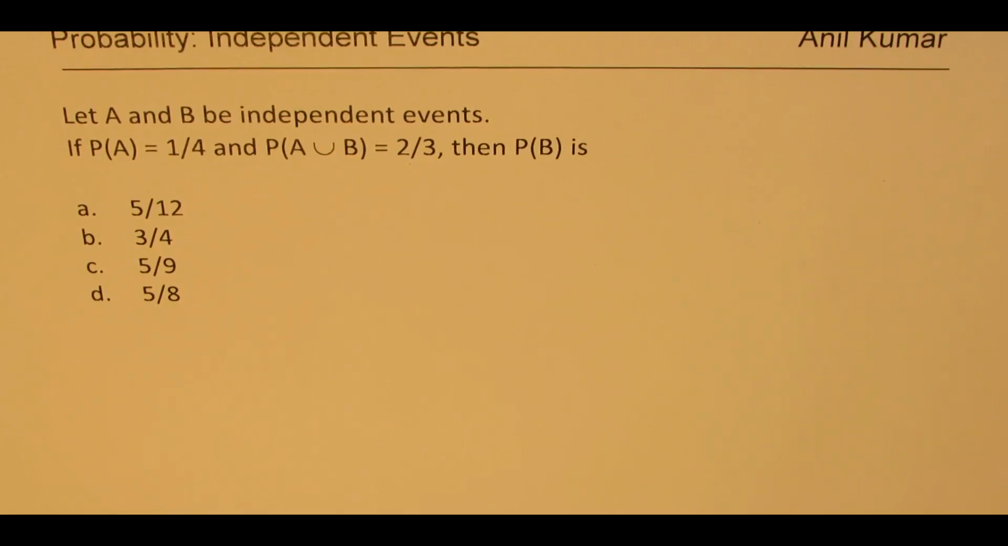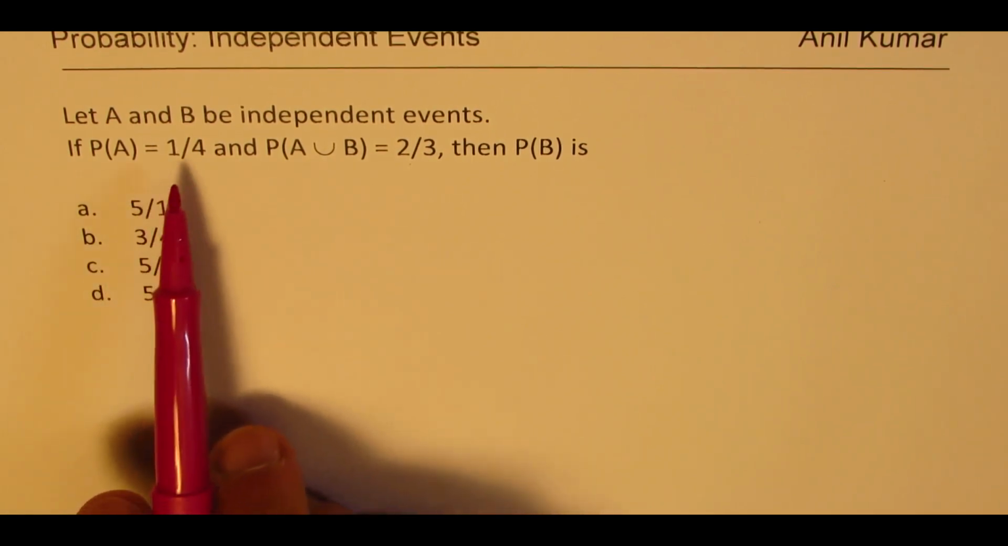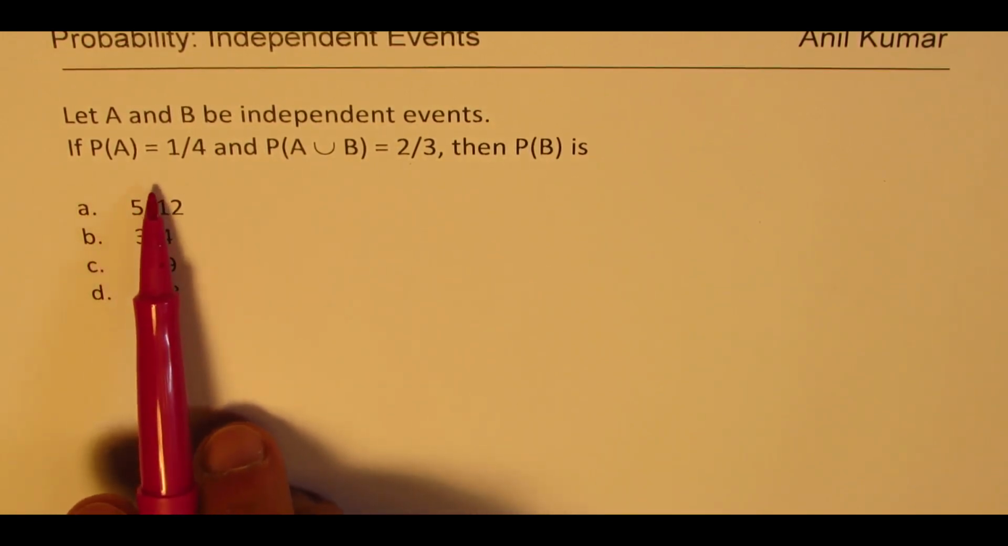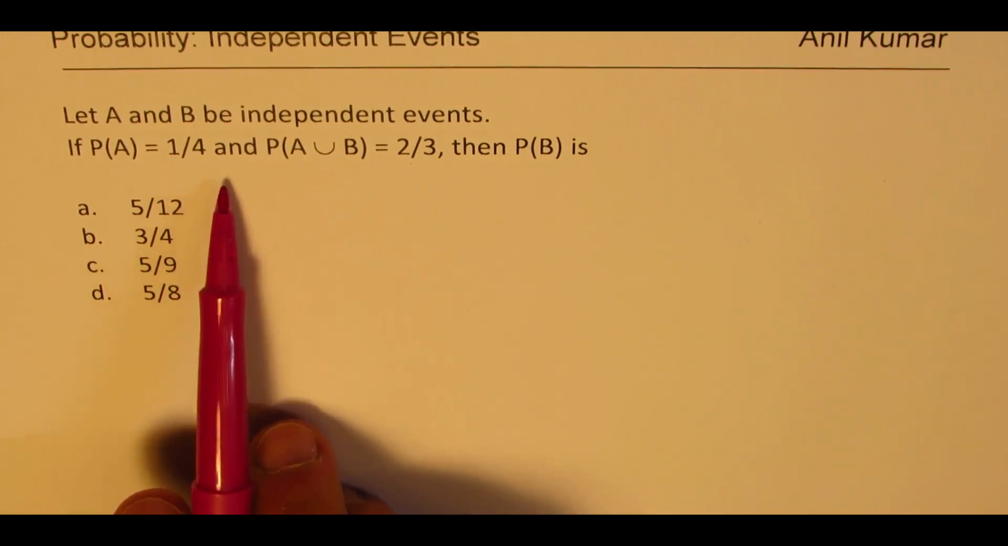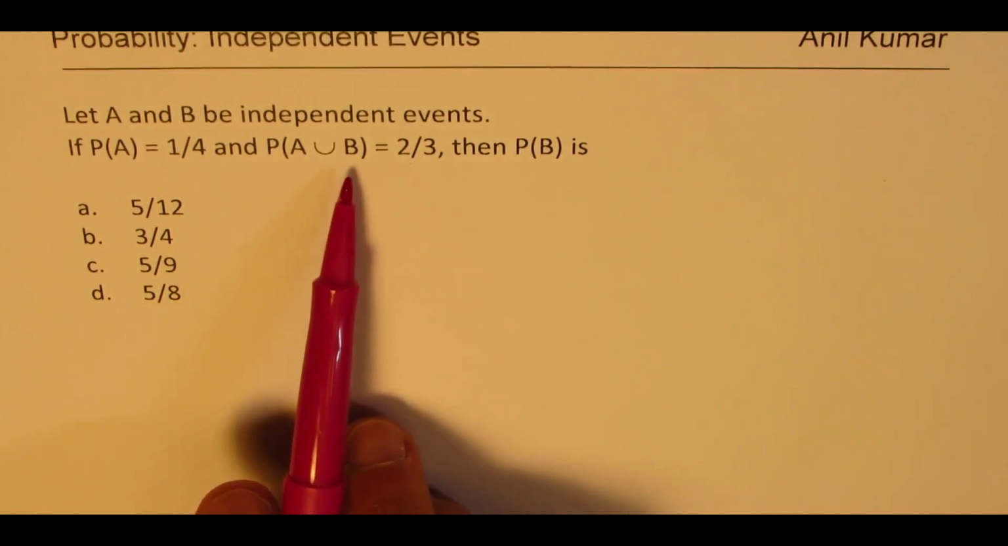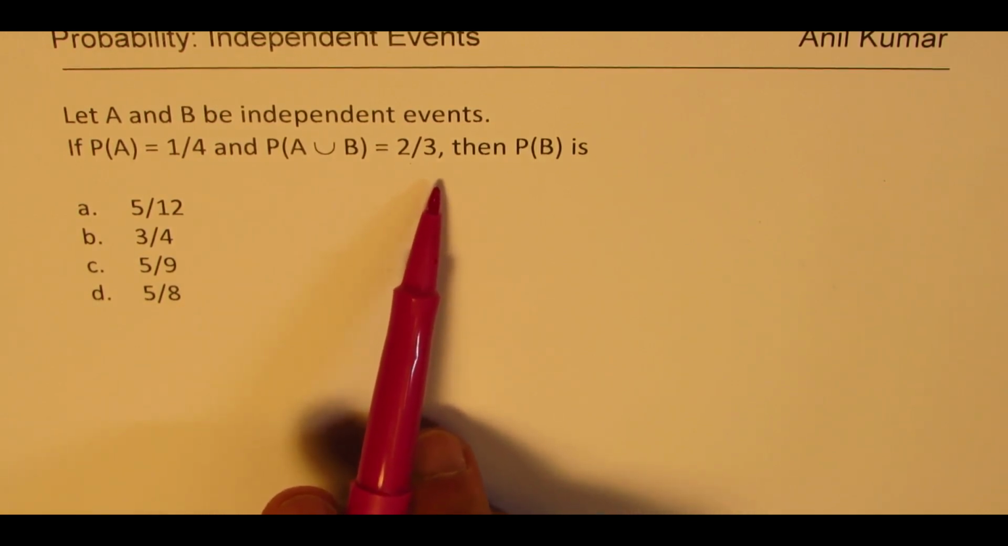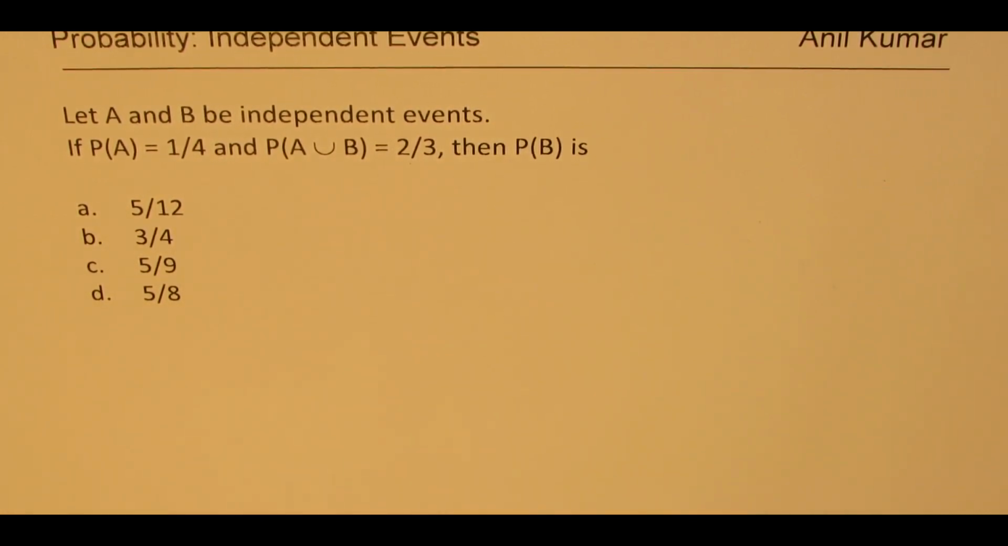We are trying to understand what kind of strategy we should adopt to solve a given question. Here is a question based on independent events. Let A and B be independent events. If probability of A is 1/4 and probability of A union B, that means A or B, is 2/3, then probability of B is what? You are given 4 choices. Now this is one of the most difficult questions in this series.